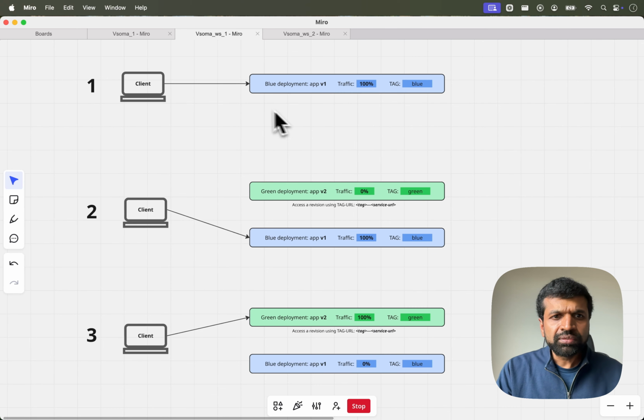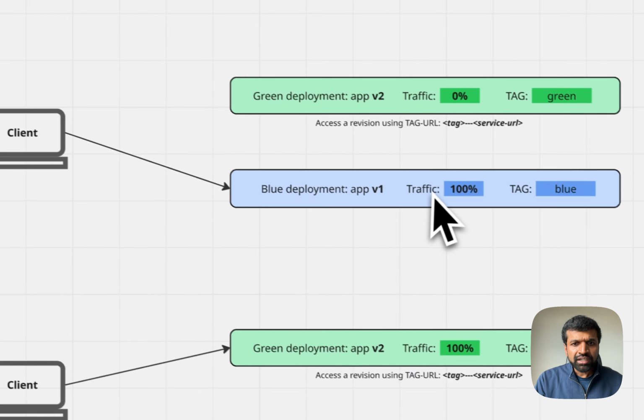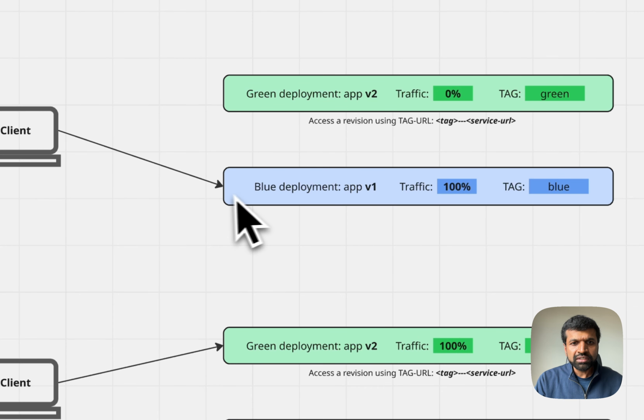So first of all, we need to ensure that there is a blue environment ready. And in the second step, there is a green deployment. This is the new version. And in the initial deployment, when it is done, there is 0% of the traffic routed to the green deployment. So in the second step, you can see 100% of the traffic is still going to the blue deployment.